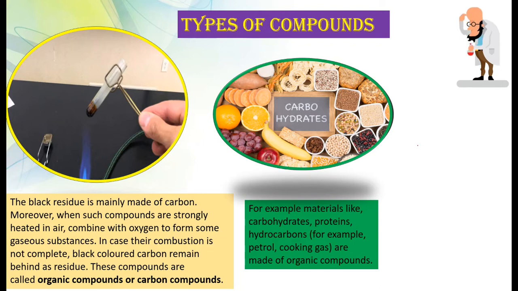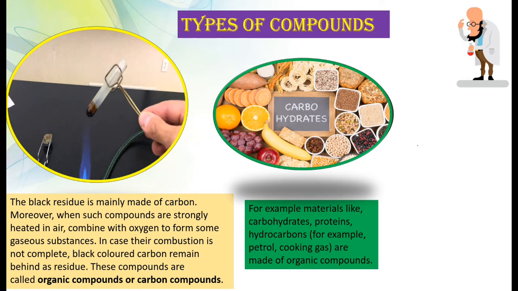For example, materials like carbohydrates, proteins, hydrocarbons like petrol, cooking gas are made up of organic compounds. So this black color residue that is left shows that these compounds are called organic compounds or carbon compounds.